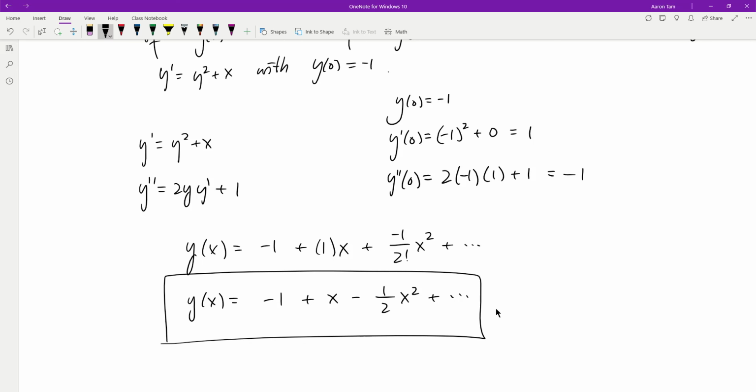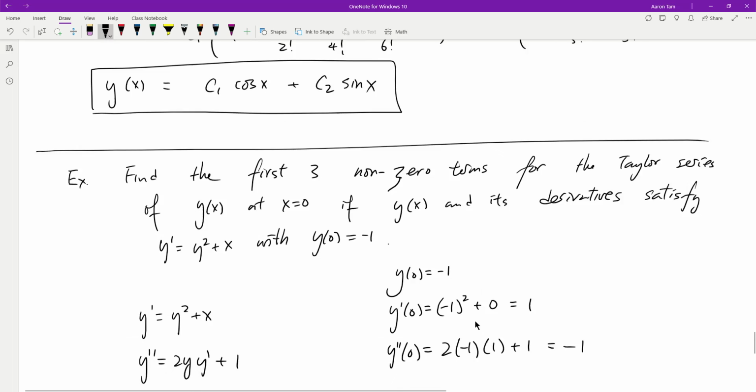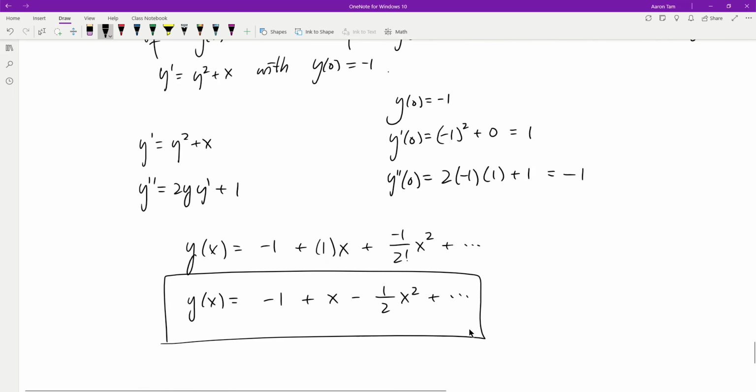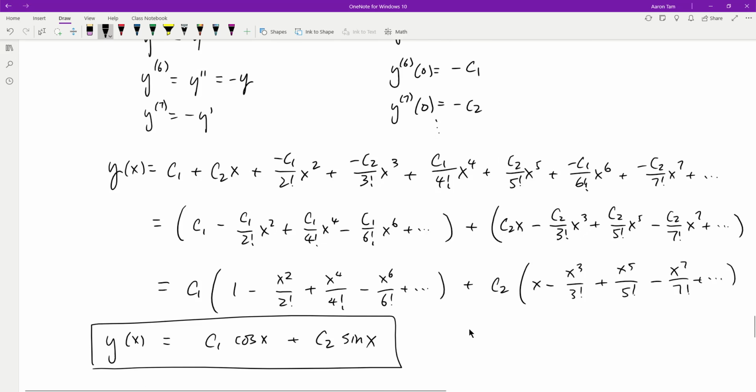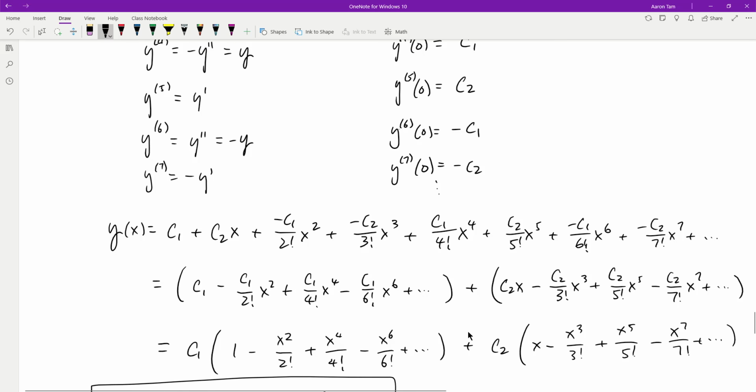So that was pretty easy. It took about 3 minutes to complete, which is nice. And I think that's it. That would be the last of 14.6.